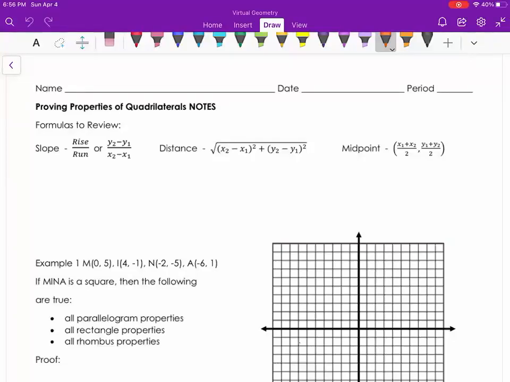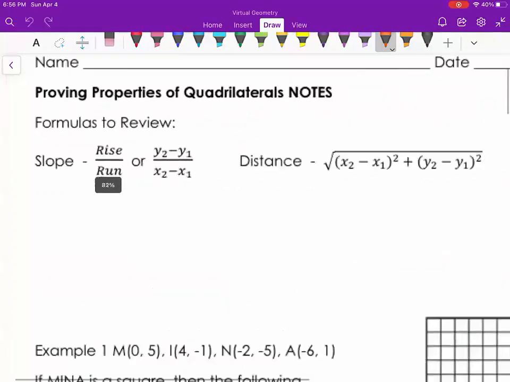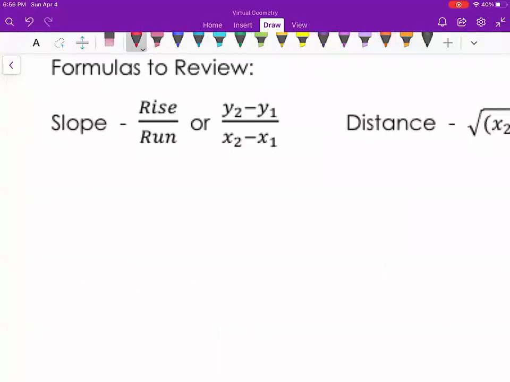Hi, everyone. We're looking at our next part of quadrilaterals. And this is how do we classify them or prove what kind of quadrilateral we have based on the different properties that we can say are true. So there's a couple of formulas we need to review first before we can jump into how do we use them for the quadrilaterals. So let's take a look and see what we've got to work with.